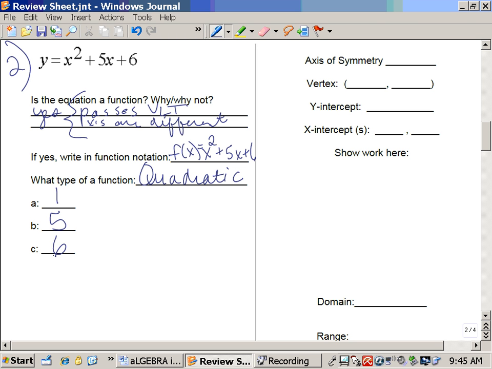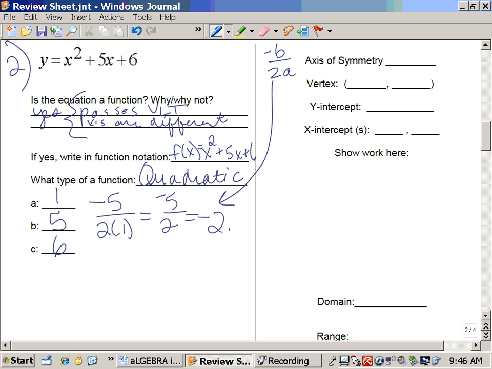Now we're going to move to the right and do the axis of symmetry. The formula is negative B over 2A. Okay, I think I'm going to do my work right here. So negative B would be negative 5 over 2 times 1, which is negative 5 halves. I'm going to do negative 2.5. Is that the answer? X equals negative 2.5. So the x value of my vertex is negative 2.5.